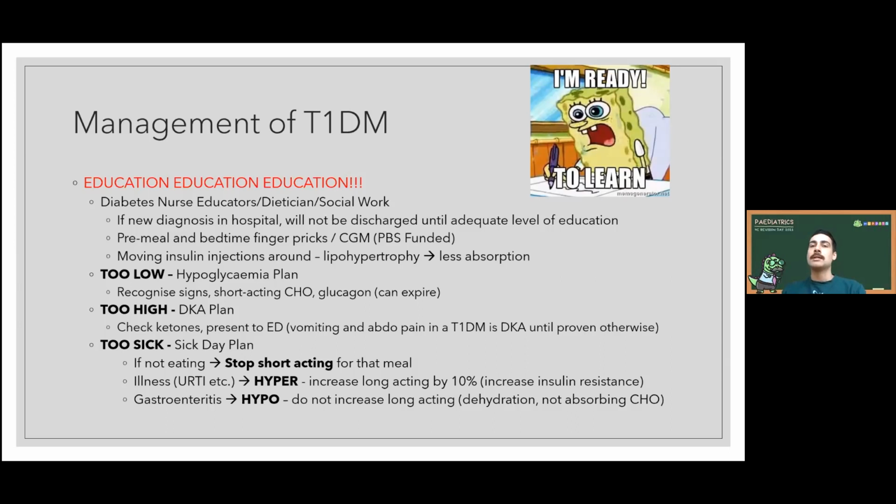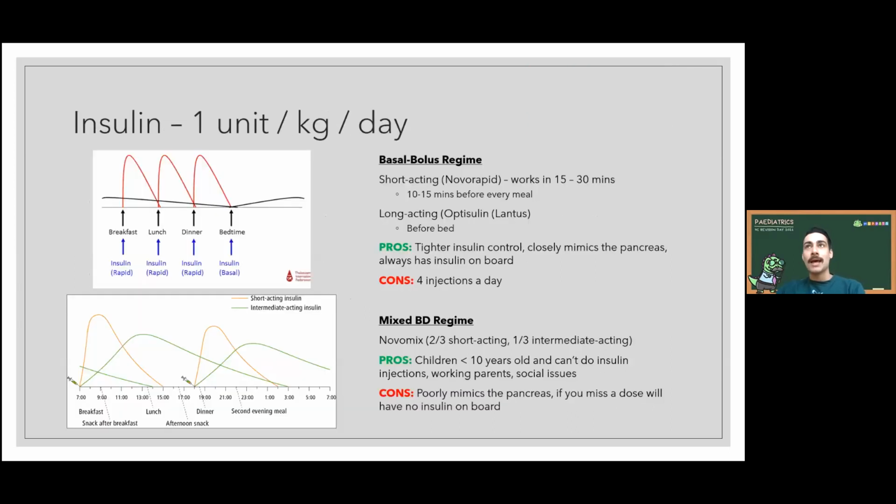If it's too sick, so if they're not eating when they're sick, then you wouldn't give short-acting insulin for that meal. And if they've got an illness like a respiratory tract infection, they might develop insulin resistance. When they're sick, they tend to get resistant to insulin, so therefore they go hyper. So you might increase their long-acting by 10%. But if they've got gastro, then they tend to go hypo because they're not absorbing carbohydrates, so you wouldn't increase insulin. So a lot of talk about insulin, so I'll talk about that.